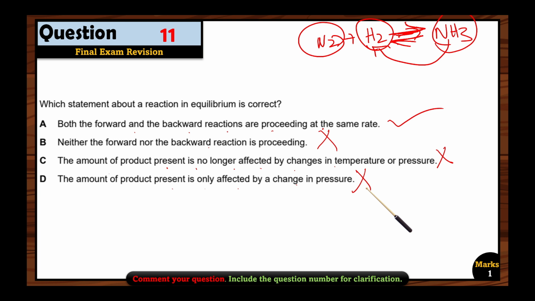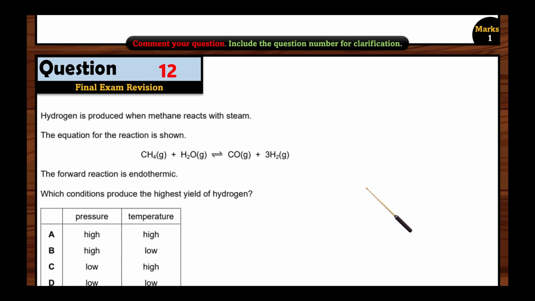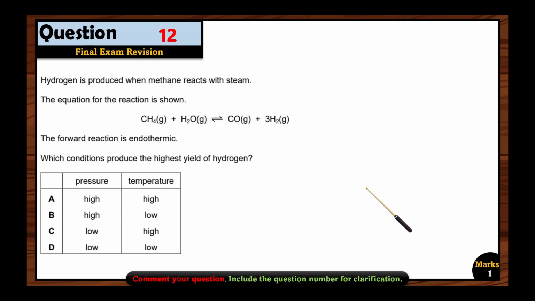Okay, so only option A is the right option. Question 12. Hydrogen is produced when methane reacts with steam. This is the reaction. The forward reaction is endothermic. Which condition produces the highest yield of hydrogen?